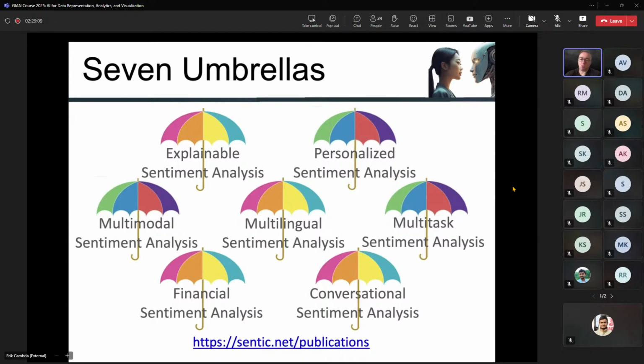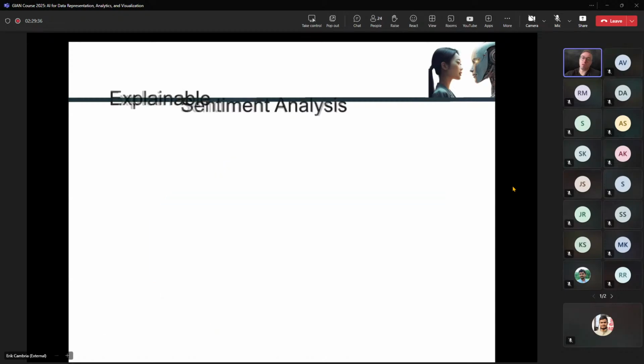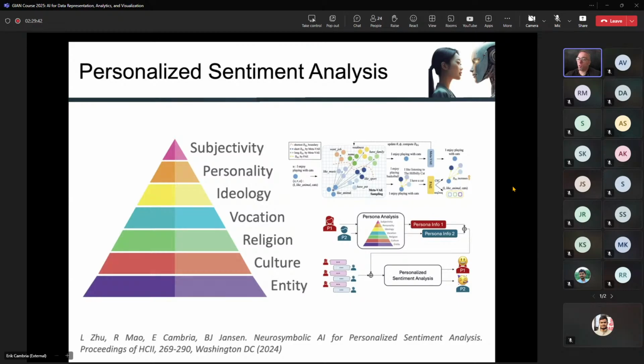So to conclude, I just want to share with you some of the works that we are currently focusing on. These are our 7 research umbrellas. As I mentioned just now, we work a lot on explainability, specifically for sentiment analysis. So we look at how to evaluate sentiment analysis explanations in terms of utility, robustness, and faithfulness. And then we also work a lot on personalization. I already mentioned this. We look at all the different layers of user profiling that we can do and use those to perform sentiment analysis.